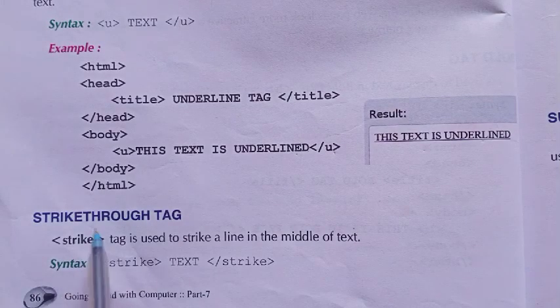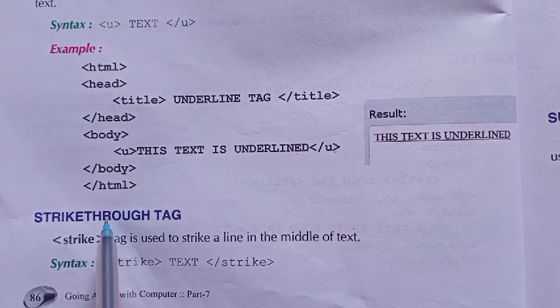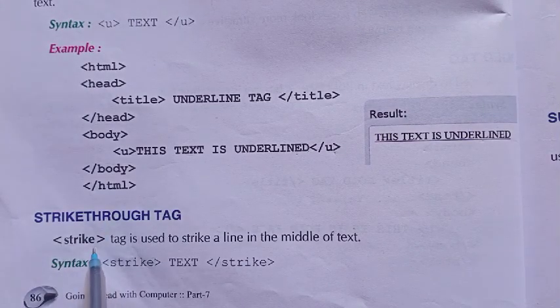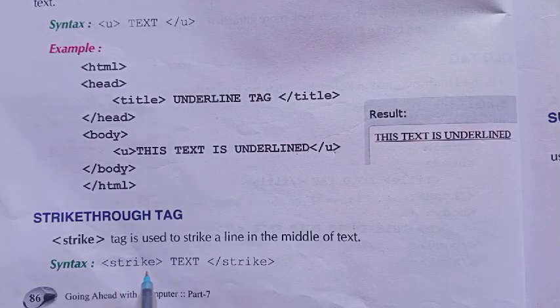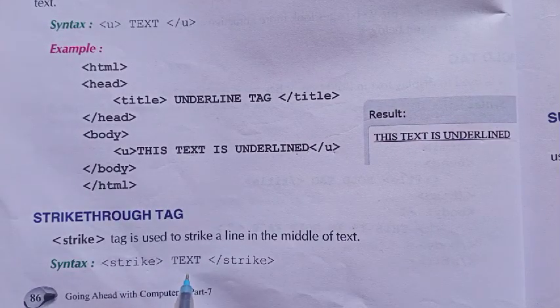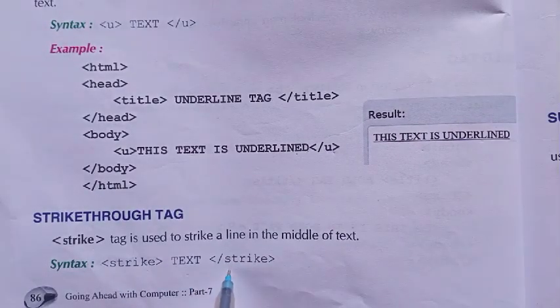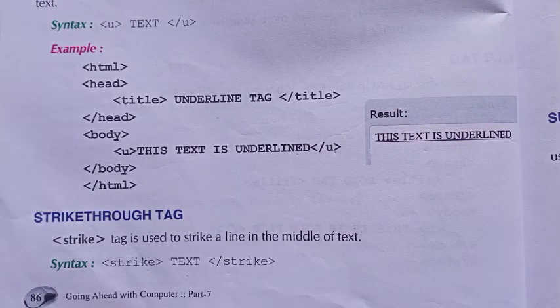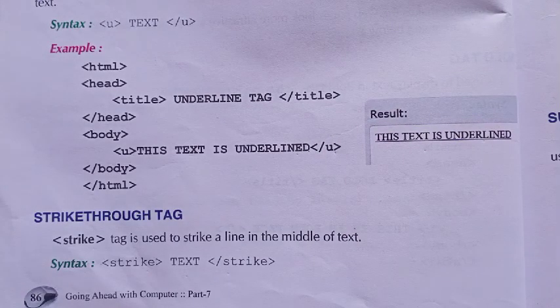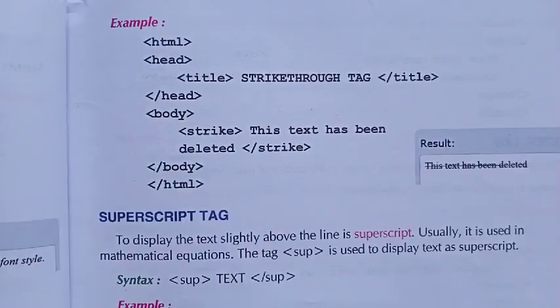So for that purpose we make use of the strike through tag, and the tag is strike, and the syntax is you have to write strike, then you have to write the text, then you have to give /strike. Using this you will have a line in the middle of the text, as you can see in the example. So this is the example.